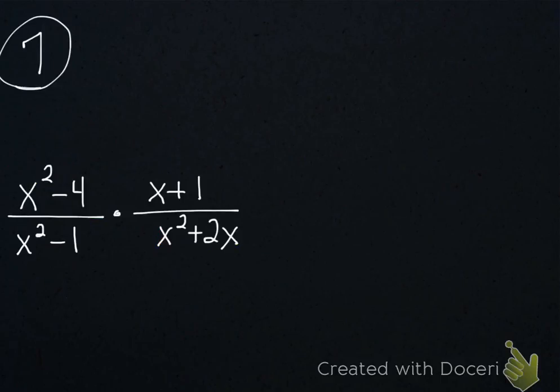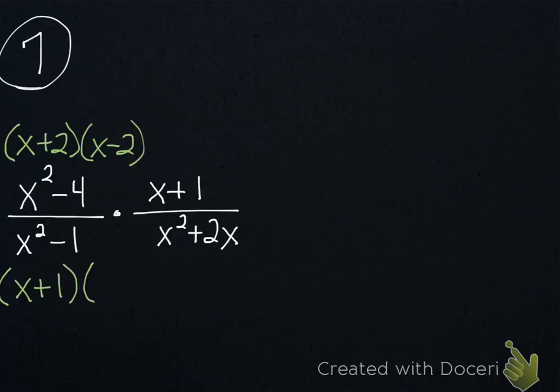Number 7. Okay, I see a lot of factoring going on here. Numerator of the first fraction. X squared minus 4. We've done that a couple times, right? Yep, it's just x plus 2 times x minus 2. The denominator of the first fraction. Wow, what multiplies to give me 1? Well, it stumps some people, but it's actually super simple. It's just 1 times 1. And it's a perfect square, so we have the plus minus case.